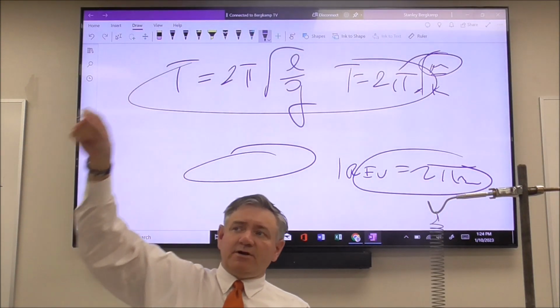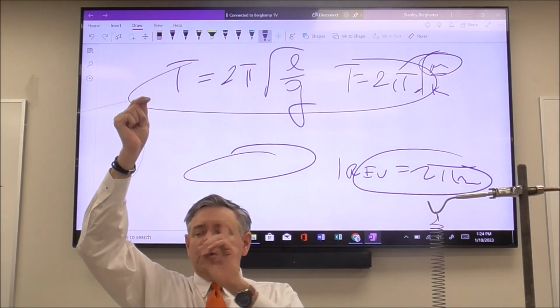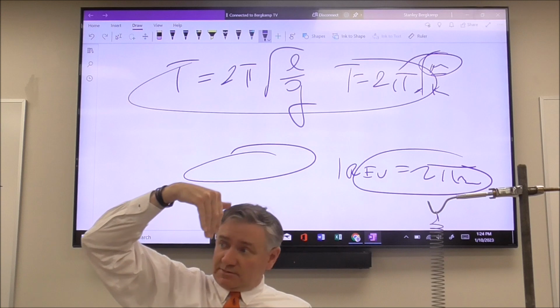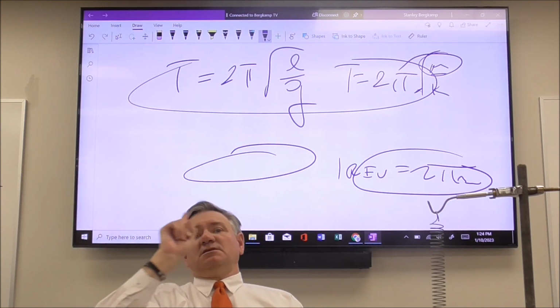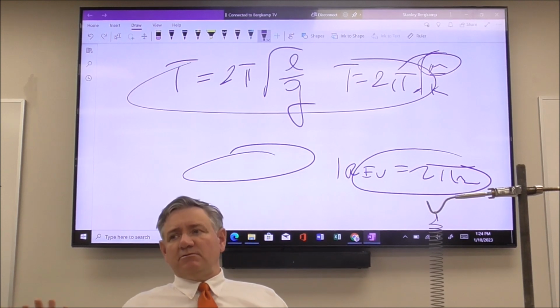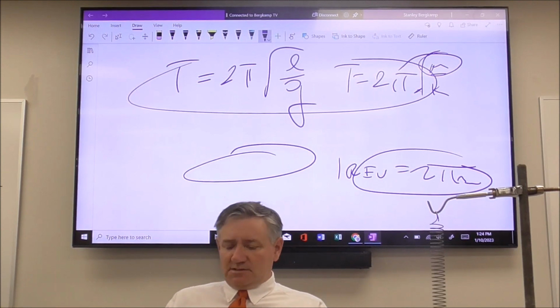So if this thing is going around over my head, you have 2 different perspectives. If Vitor is looking down from the top, he's going to see this thing going around in a circle. He's going to go, oh, Mr. Burkamp, 1 revolution. It's cool, right? You travel through 2 pi radians.